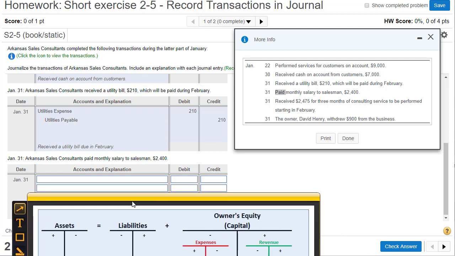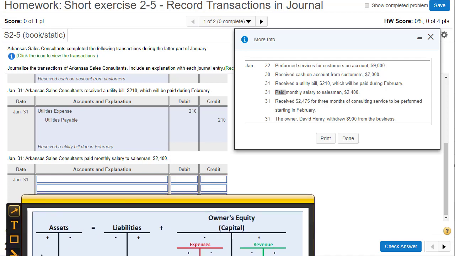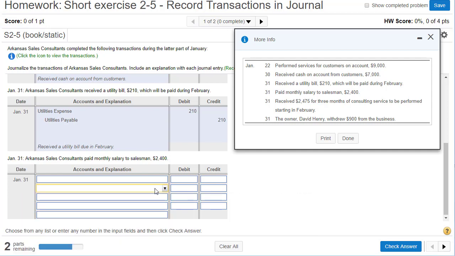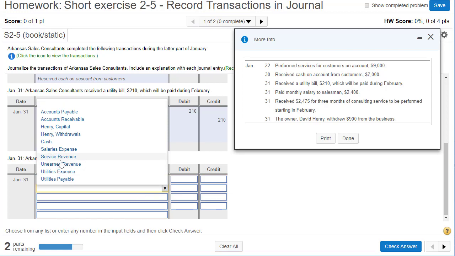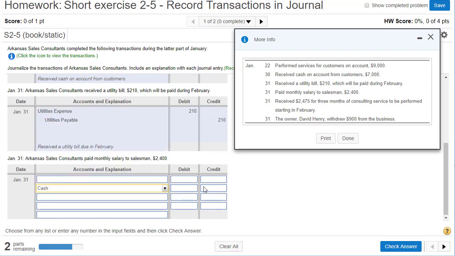And what type of an account is cash? Cash is an asset. And so when we pay cash, is it going up or is it going down? Well, cash goes down with a credit. So cash will be credited. And of course, the credit has to be the second line. So we're going to lower cash with a credit. And let's see, how much is it? It's $2,400.